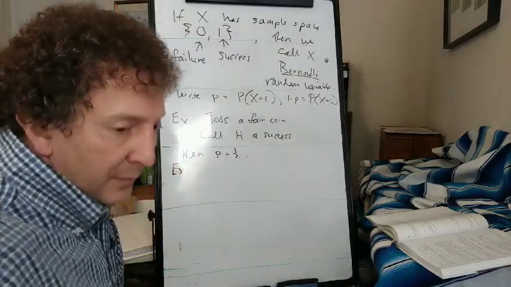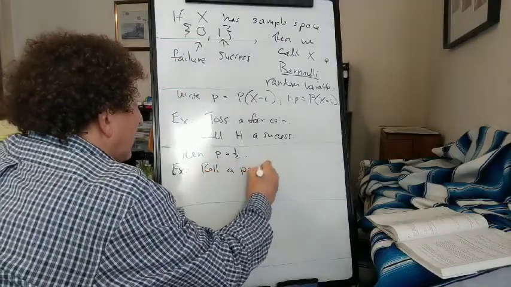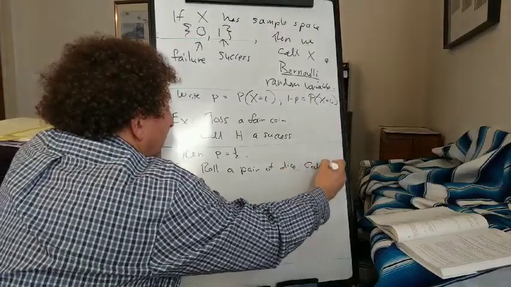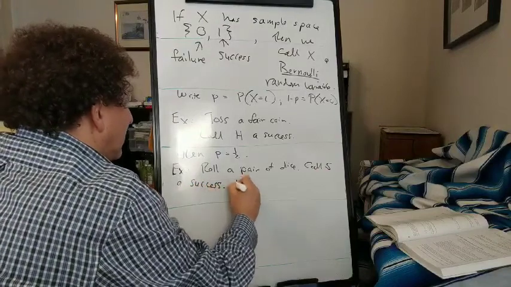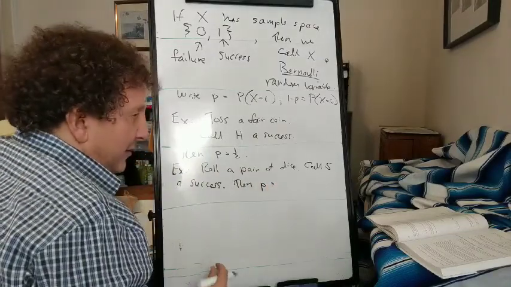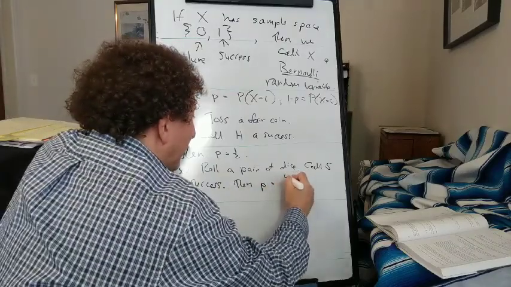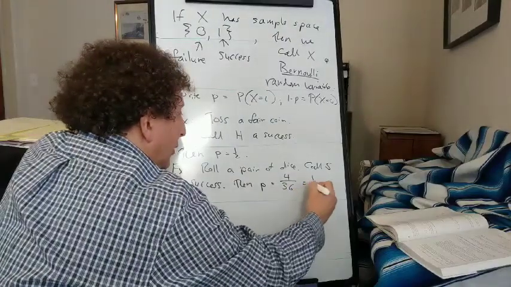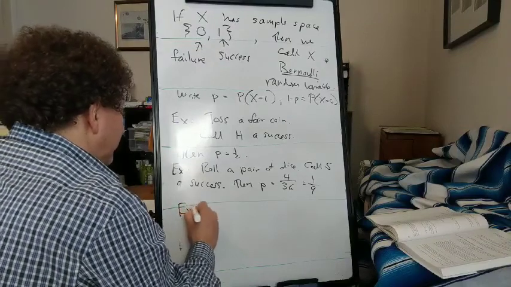Another example, let's say we roll a pair of dice, and let's call 5 a success. Then the probability of success is the number of ways to get 5, which is 1 and 4, or 2 and 3, or 3 and 2, and 4 and 1. So there's 4 ways. And then there's 36 things that could happen if we roll 2 dice, so that's 1/9.